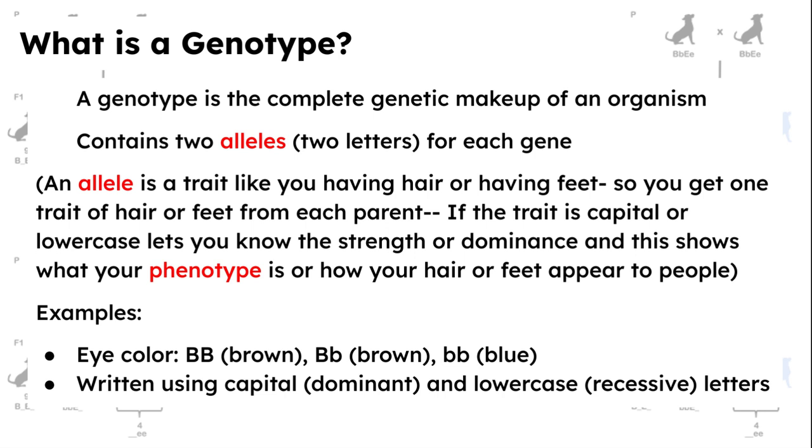So, what is a genotype? Genotype is the complete genetic makeup of an organism. So all the genes in the organism, all the letters, it contains two alleles, two letters for each gene. An allele is a trait, like having hair or having feet. So you get one having hair from your mom, and one having hair from your dad, and one having feet from mom, and one from dad.